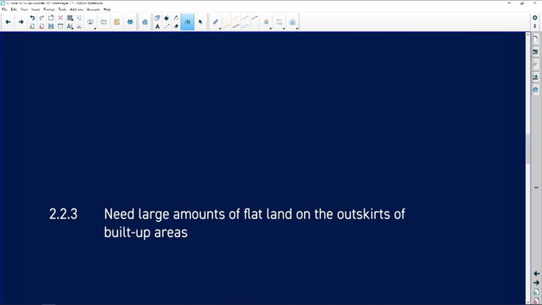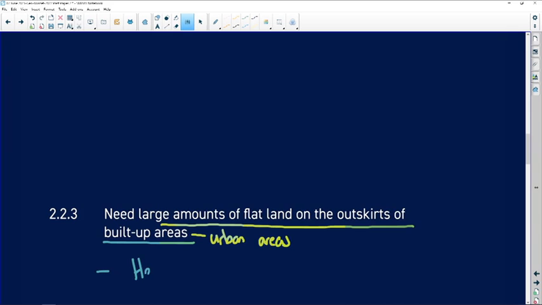If we look at 2.2.3, it needs large amounts of flat land on the outskirts of built-up areas. These built-up areas we can mention as urban areas, and like I've mentioned before, that's our heavy industries.